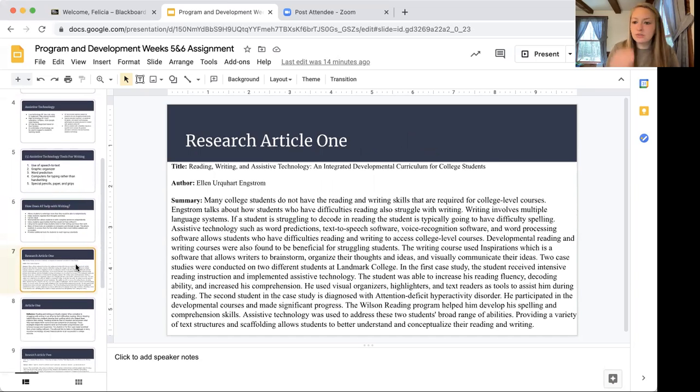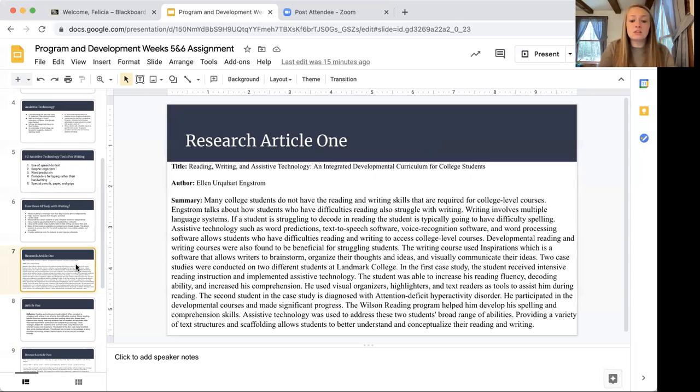So I looked at two different articles. My first article was Reading, Writing, and Assistive Technology: an integrated developmental curriculum for college students. I know I've been looking at assistive technology for kids my age, but I found this article about college students, which I thought was really relevant with me almost finishing up my master's degree. And I think personally, my writing skills have developed tremendously over the course of this past year through this program.